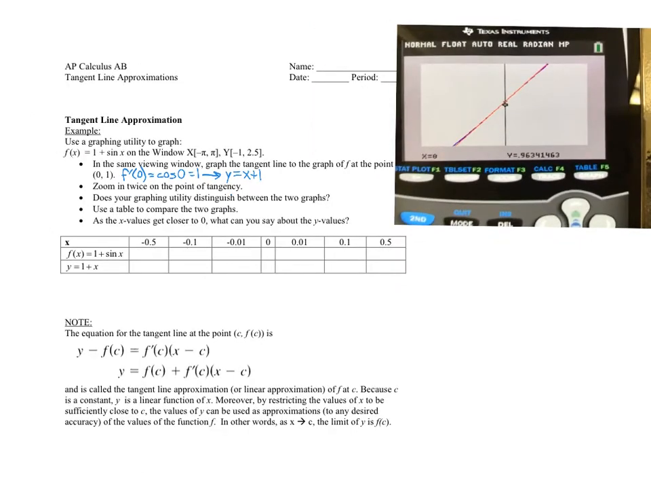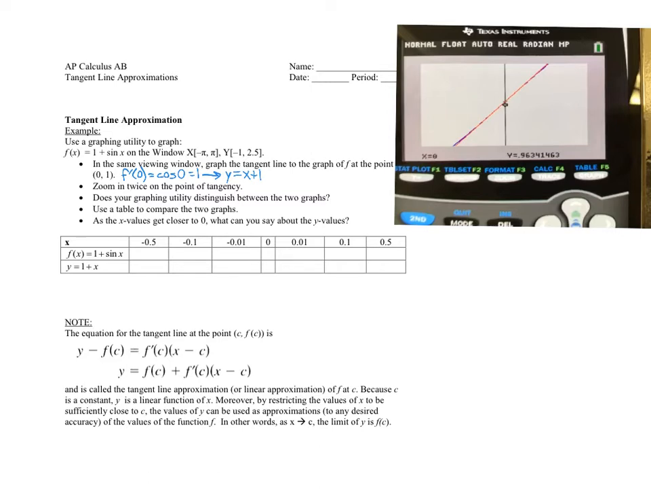So notice here, does our graphing utility distinguish between the two graphs? Other than the fact that we can kind of see blue and kind of see red, no. And the whole point of this is that the more we zoom in, the closer this line is going to give us values of the function. And this is why we call this a linear approximation.